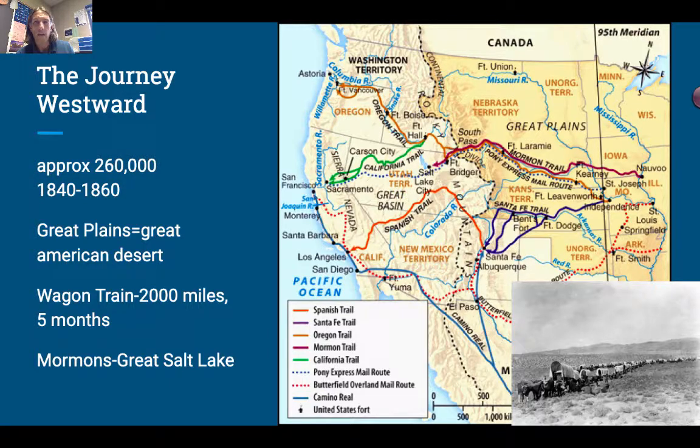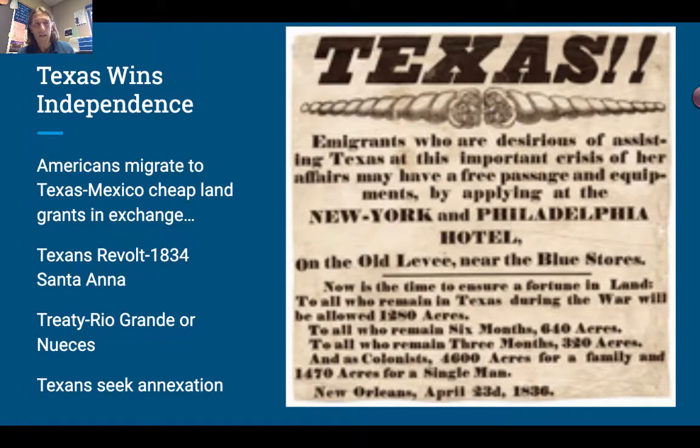There are a handful of other settlements that pop up. For the Mormons, they head to Great Salt Lake City, and that's where they're going to establish their community that'll eventually become part of the United States.